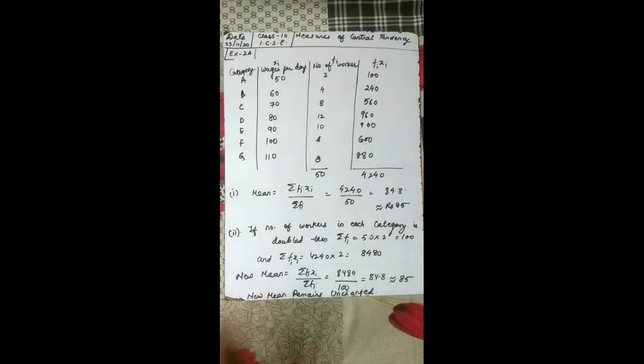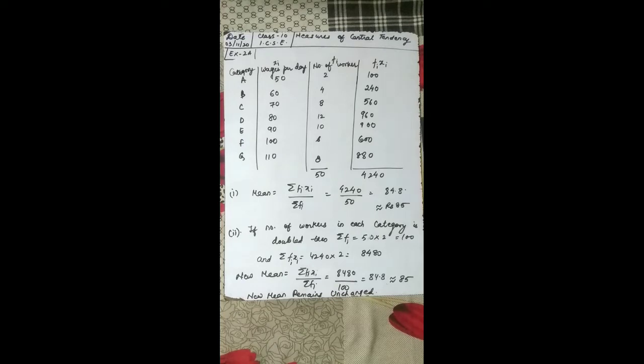So remember one thing: whenever you double, triple, or multiply your data by any number, the mean, the central tendency, remains unchanged. It never changes. So I have written: new mean remains unchanged.